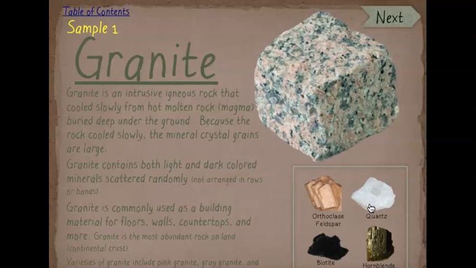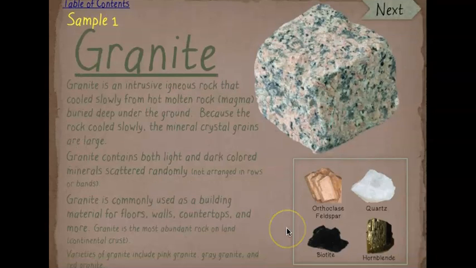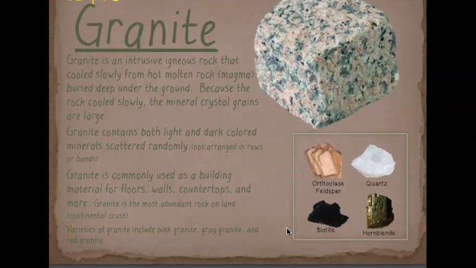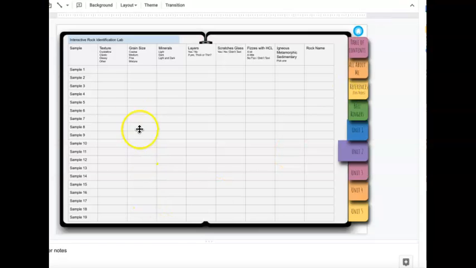Granite is commonly used as a building material for floors, walls, countertops, and a lot of other things. Granite is the most abundant rock on land or our continental crust. Varieties of granite include pink granite, gray granite, and red granite. So there we've got some additional information. As I go through each one of these samples, I'm going to jump back to my digital lab notebook, and I'm going to fill in the entire section of the chart for that particular sample.